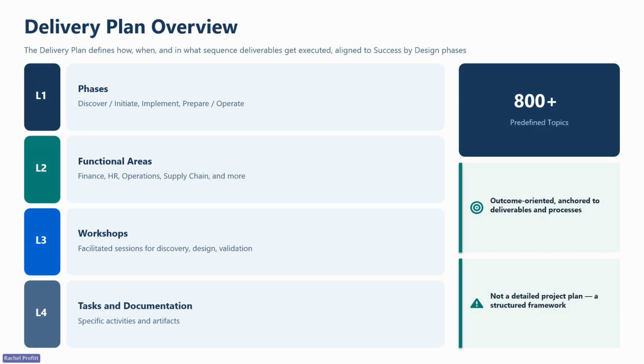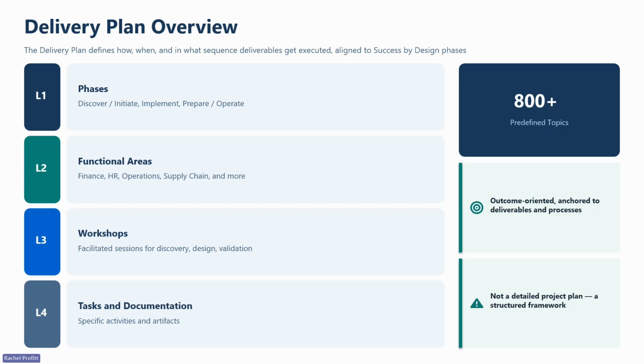So I want to walk through this structure in a little bit more detail. The delivery plan has 4 levels. At level 1 are the phases. This is aligned to Success by Design: strategize, initiate, implement, prepare, and operate. Level 2 are those same functional areas that you saw in the deliverables tree: finance, HR, operations, supply chain, and customer experience. This is another customization opportunity. You can structure these to match how your customer organizes their own organization and your project team.